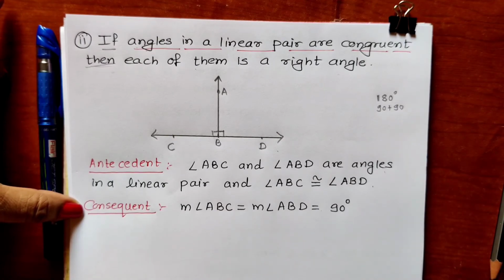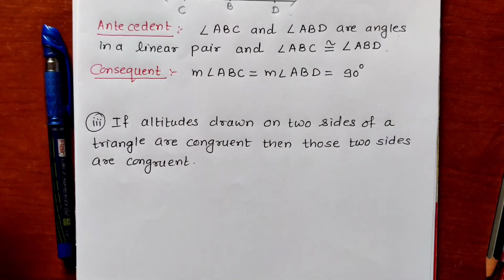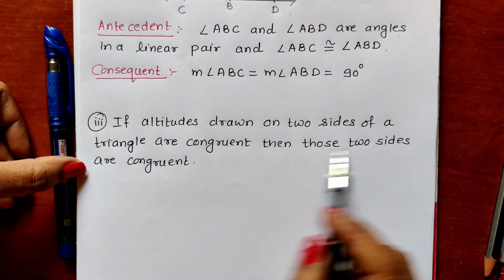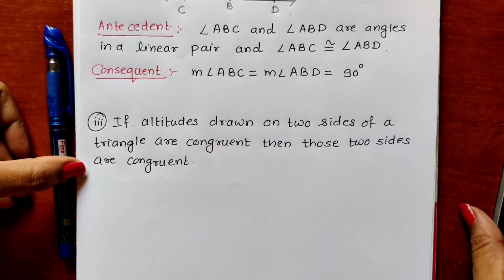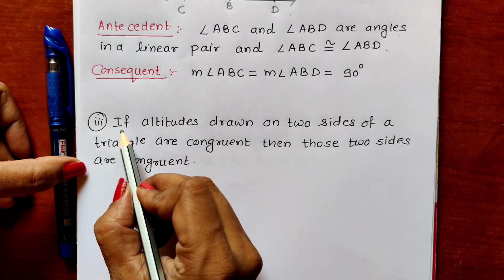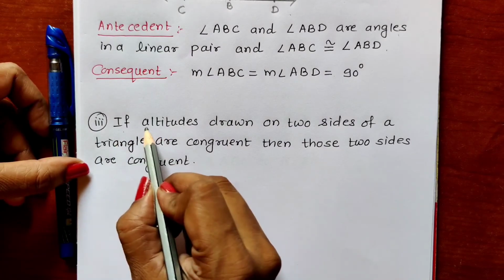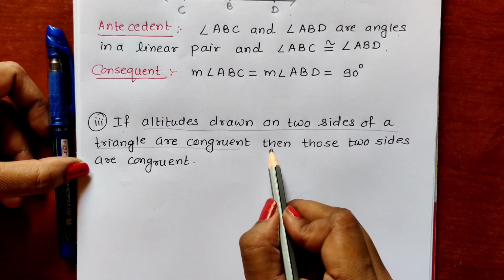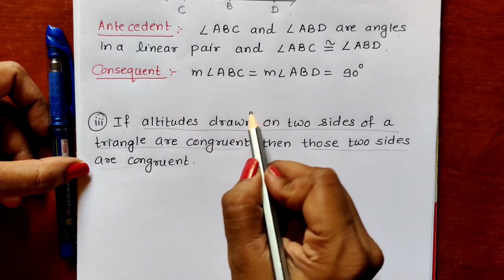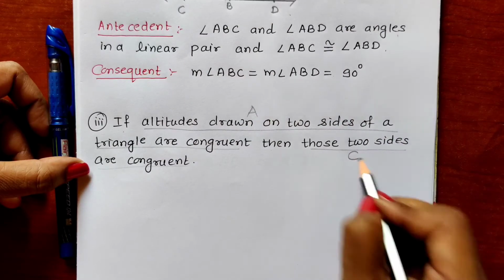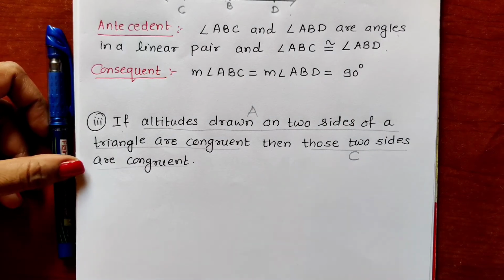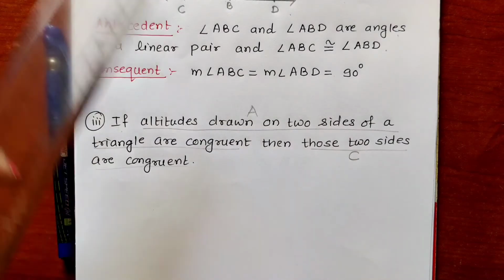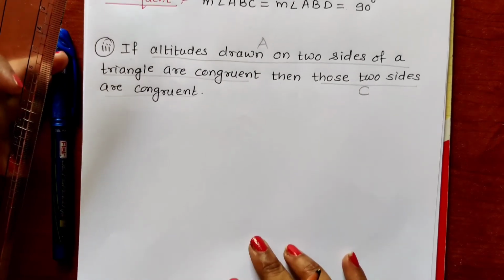Now let us see third statement. So the third statement is, if altitudes drawn on two sides of a triangle are congruent, then those two sides are congruent. So here also we have given it in the conditional statement. After if, the given statement is antecedent, we all know, and after then the given statement is consequent. This is antecedent and this is consequent, but we have to write in the form of statement which are in the figure. So we will be drawing the figure first.